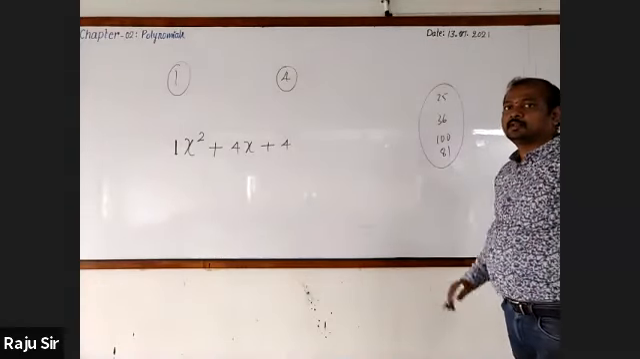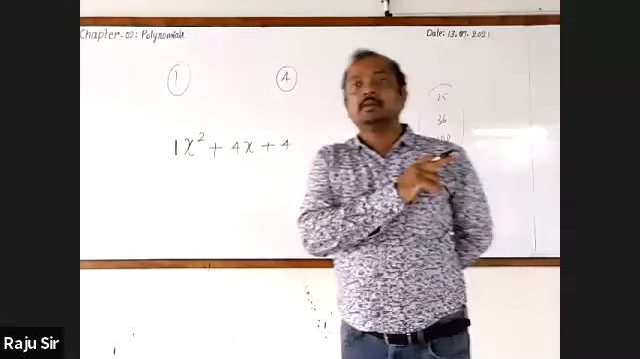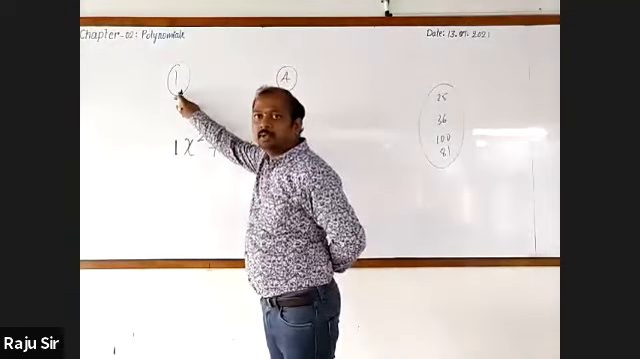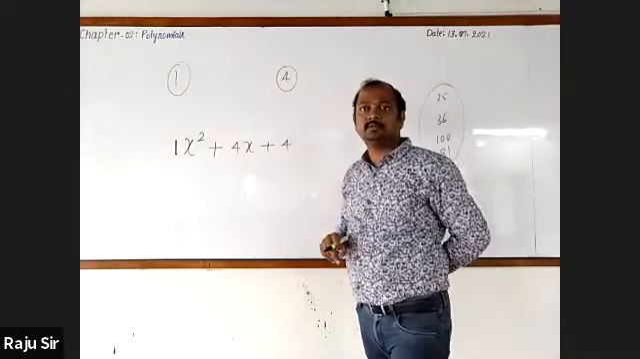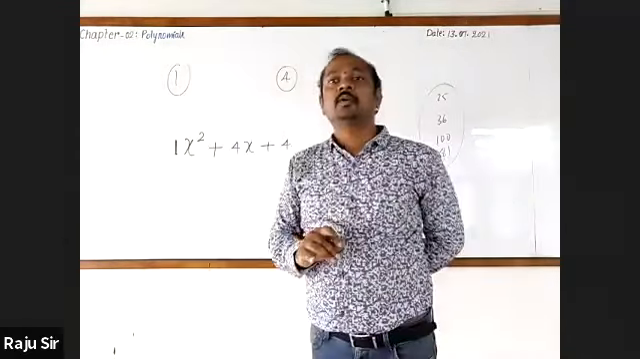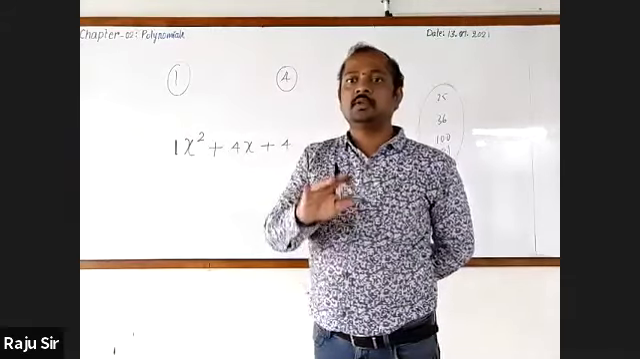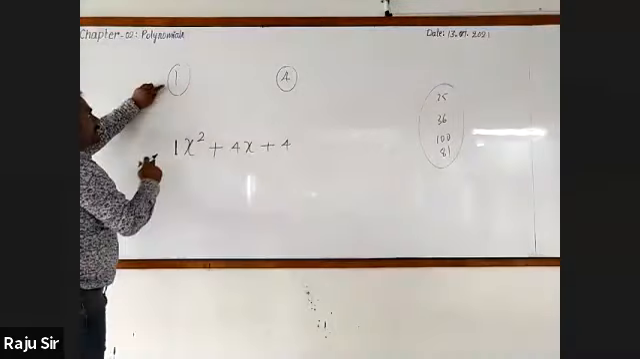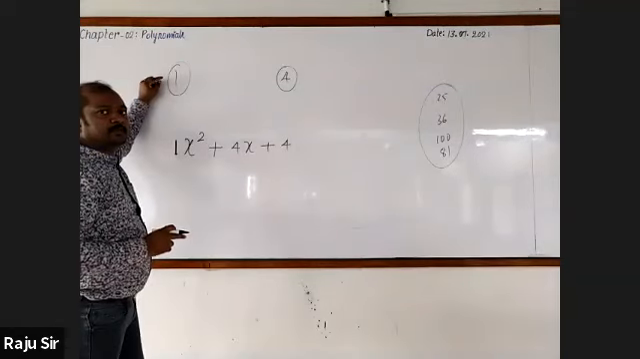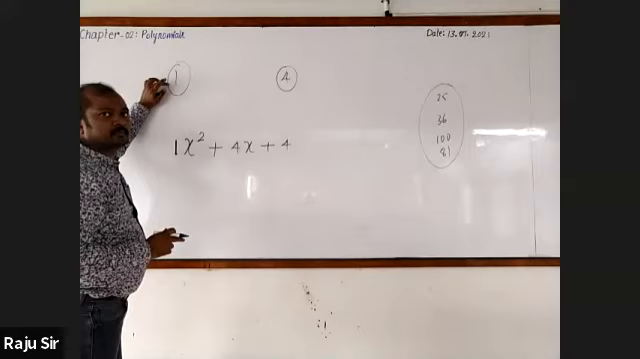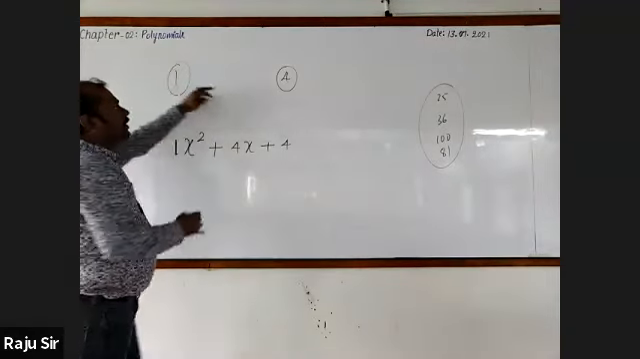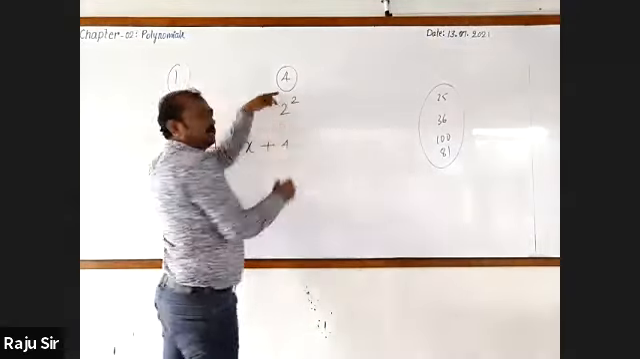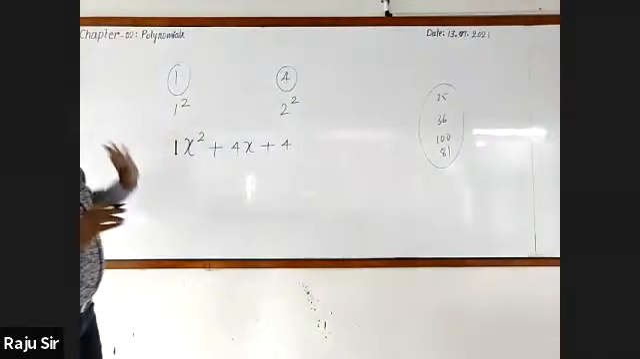Perfect square. Namit, what do you say? 1 and 4, are they perfect squares? Yes, sir. 1 is a perfect square. How do you express this in square form? 1 square. How do you express 4 in square form? 2 square, not 4 square. 2 square is 4. 1 square is 1.